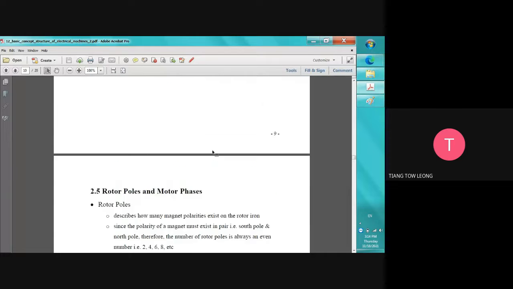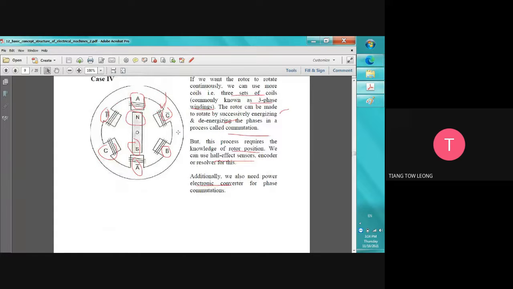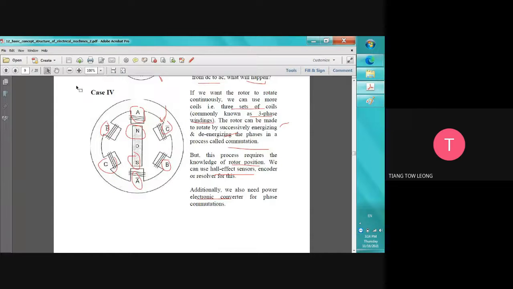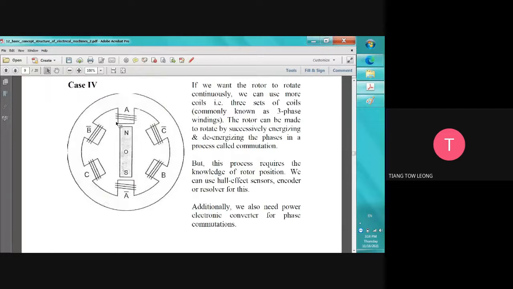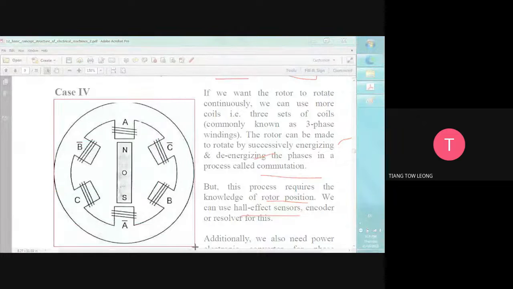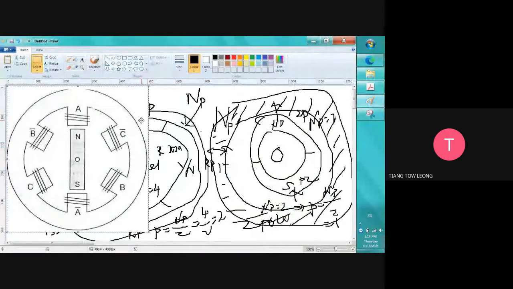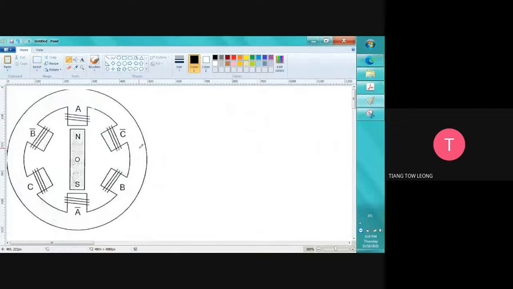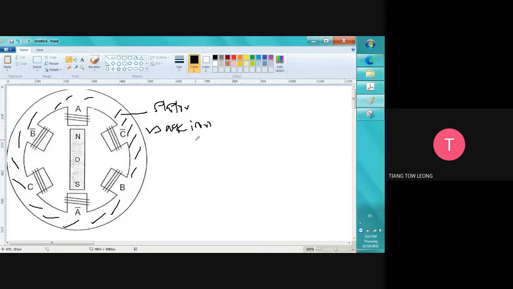I'm not sure whether I have the figure. Yeah, this one. You see this outside. Maybe I'll put this one now. Okay, so this is called the stator back iron, this area. Stator back iron.